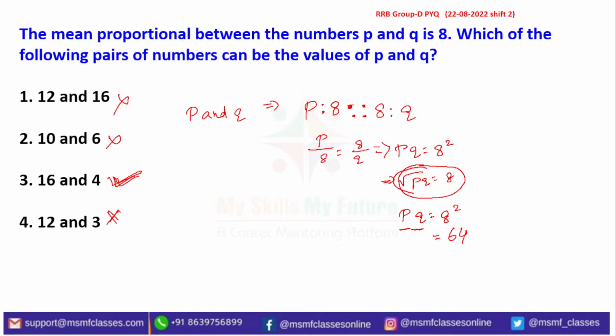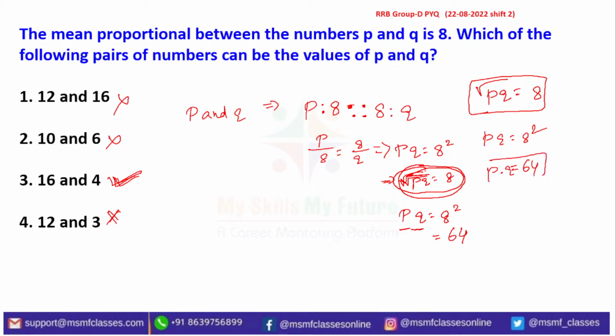The mean proportional between p and q is 8. So pq is equal to 8 square, and 8 square is equal to 64. So the product of p into q must be 64. Which option gives that? 16 into 4 is 64, which is correct. Option 3 is the correct answer.